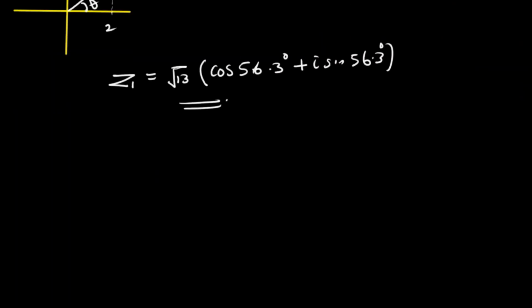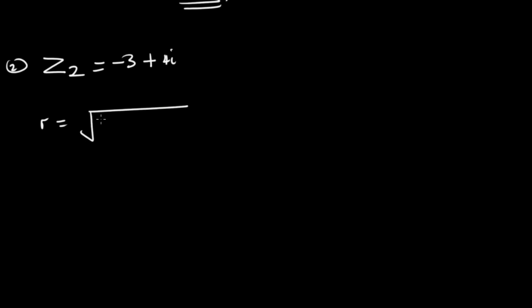Now let's look at z2. So number 2. So z2 is defined as minus 3 plus 4i. So as always, the first thing we have to find is the modulus, which is the r. This is the root of negative 3 squared plus 4 squared. And here we have that r equal to 5.